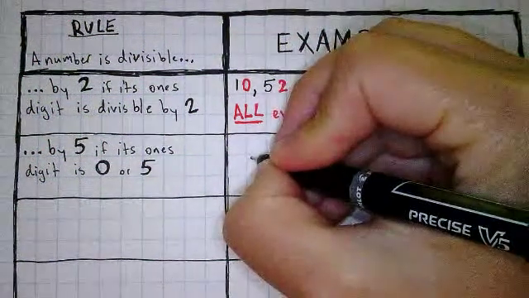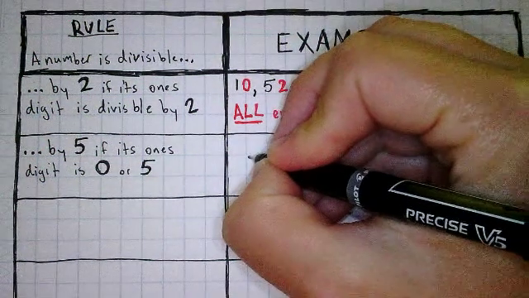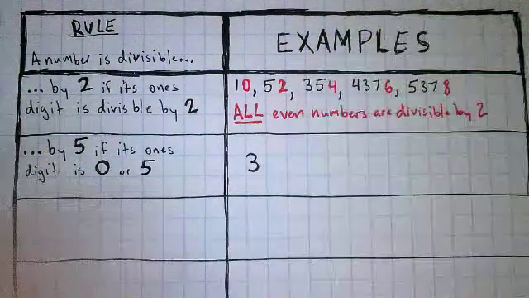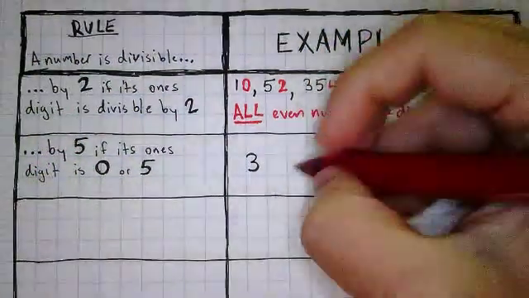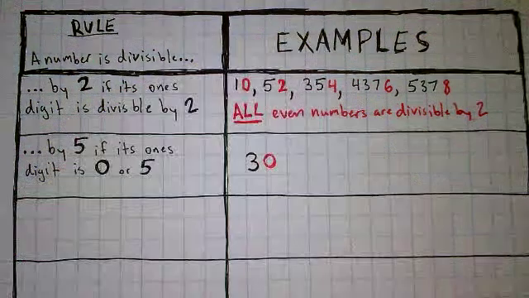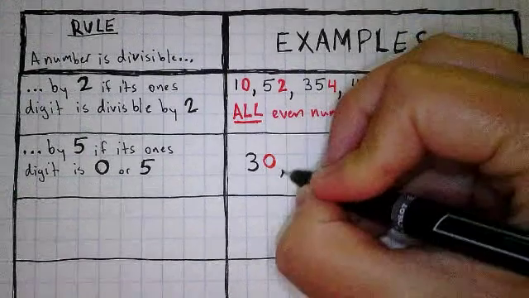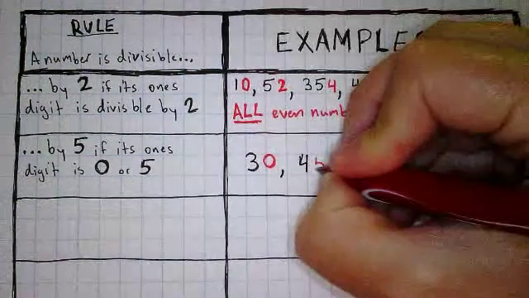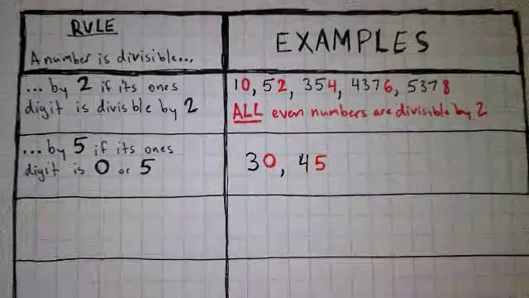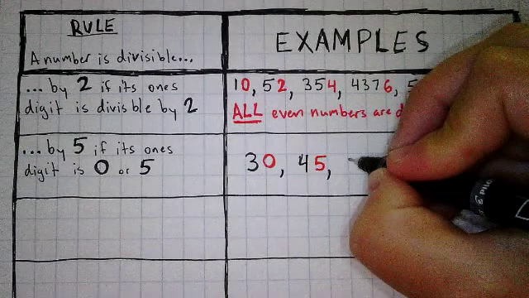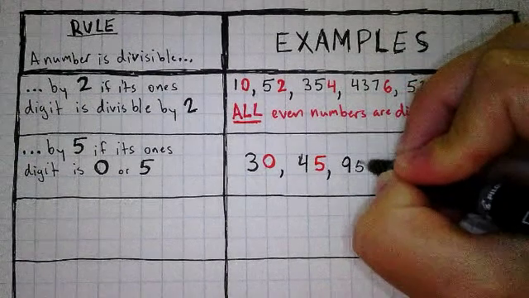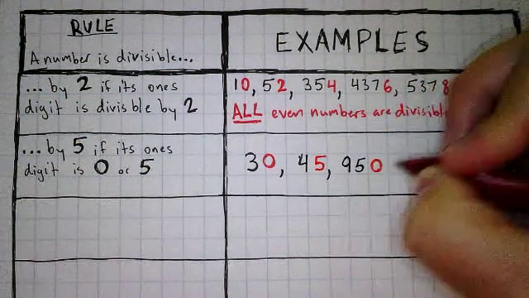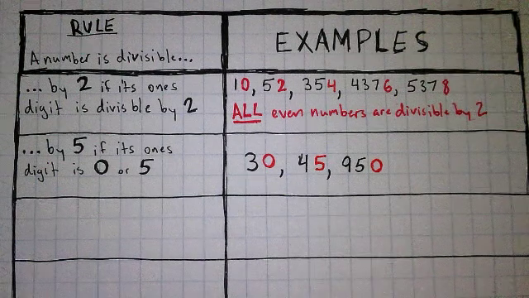So I'm going to write here some examples. We have 30. Look at those ones digits, right? 45. 950. That is a big jump, Franklin.